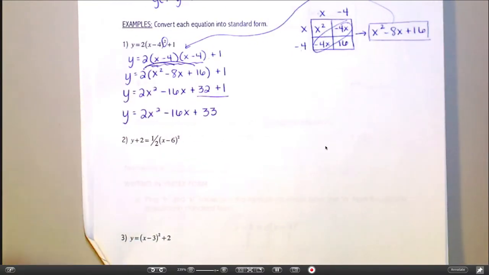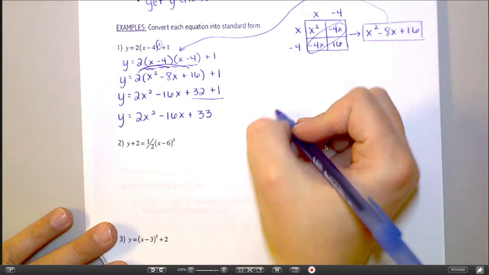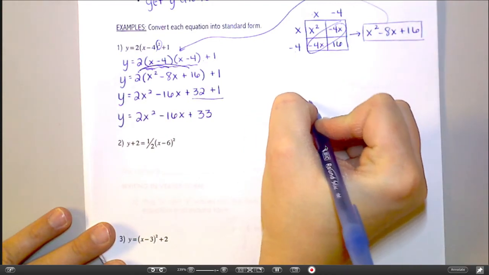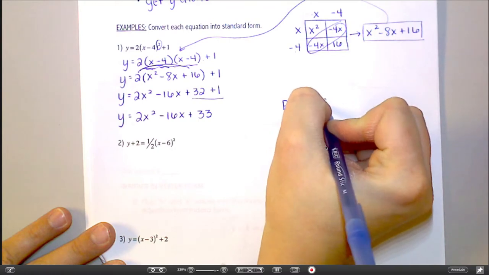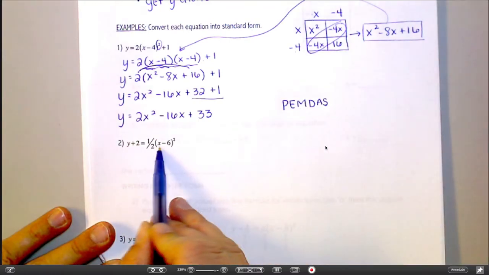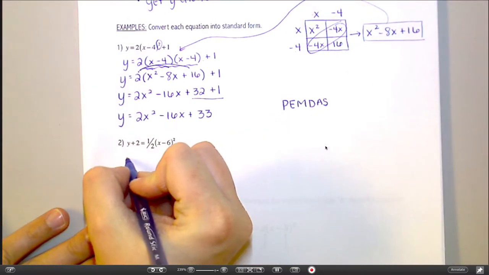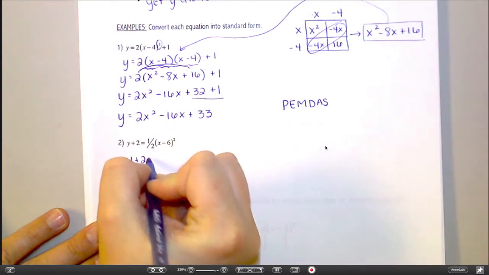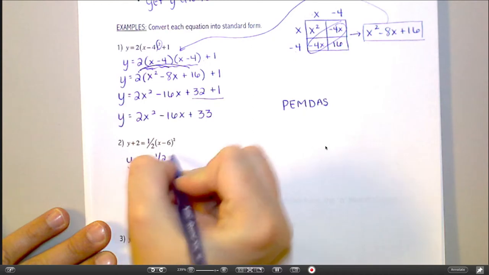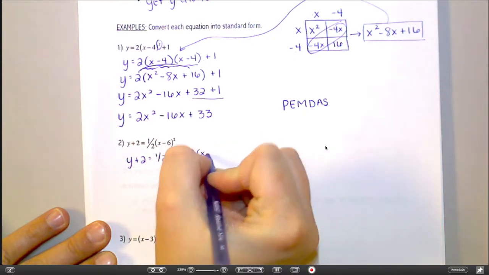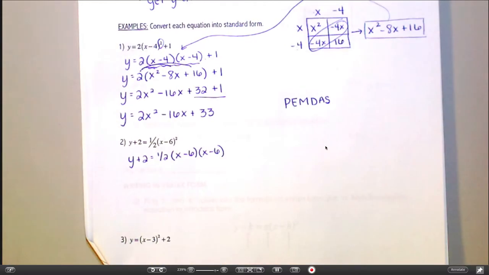But okay, so first thing I'm going to do, when you're doing this, by the way, you should be thinking PEMDAS. You're doing order of operations. So the first thing I would do is the parentheses, and I need to square those, which is my exponent. So I'm going to have y plus 2 equals 1/2 times x minus 6 times x minus 6. So my very first step every time is to write that parenthesis out twice.